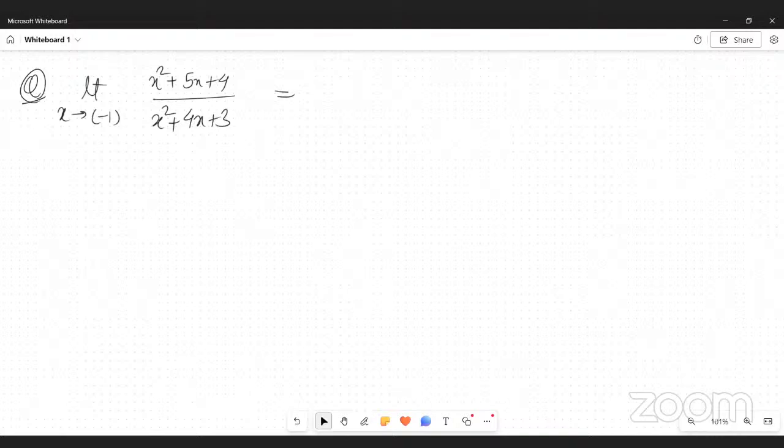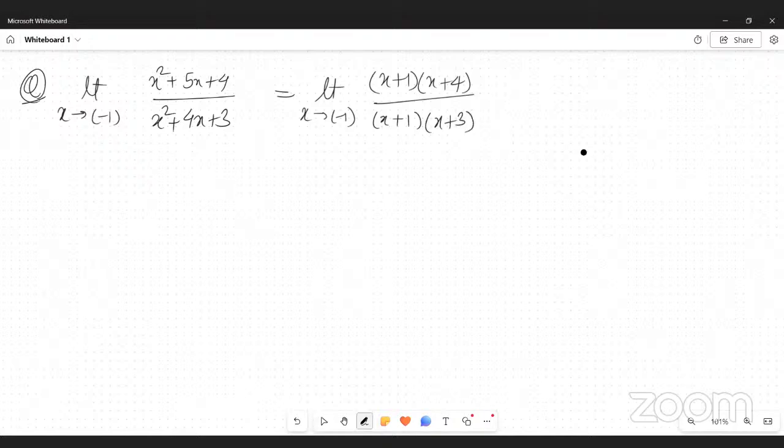So how will we do it? Again, we will factorize it and write it as (x plus 1) multiplied by (x plus 4) divided by (x plus 1) multiplied by (x plus 3). Now, if you try to put the value directly, it will again turn out to be 0 by 0. But if you cancel, it is allowed to cancel. So it will be 3 divided by 2.